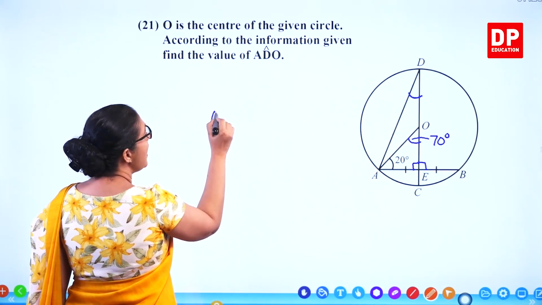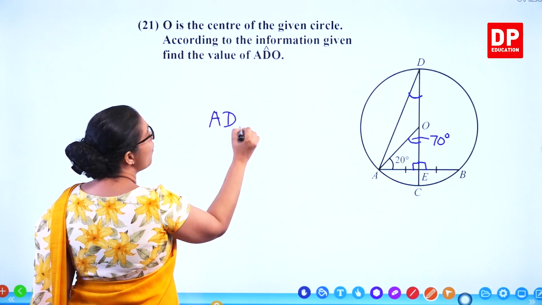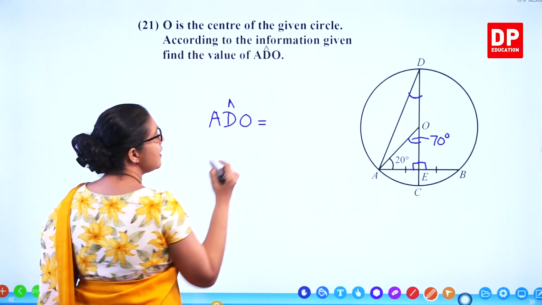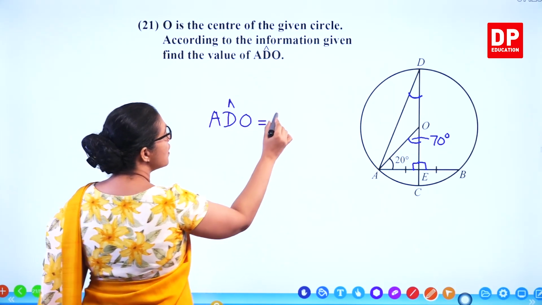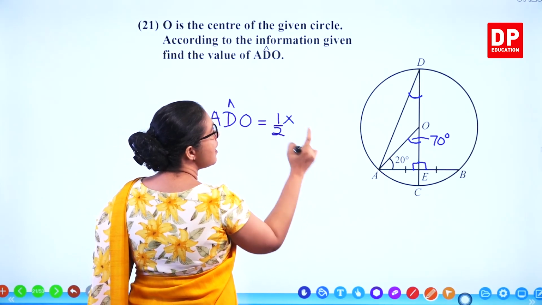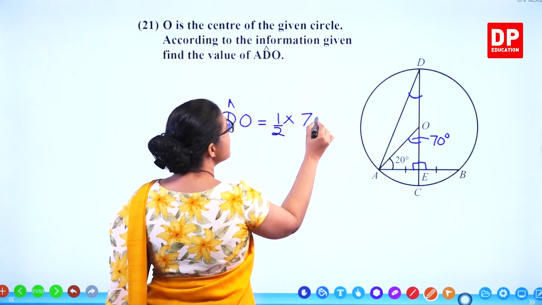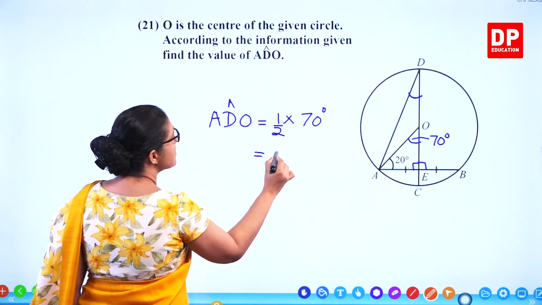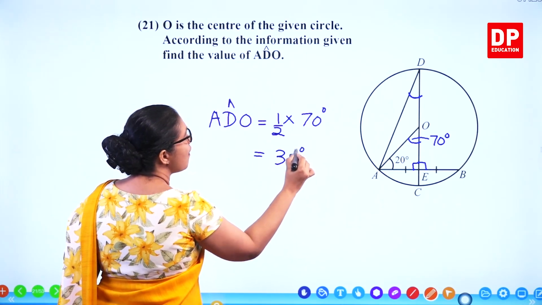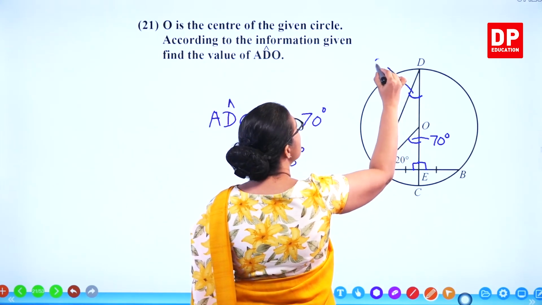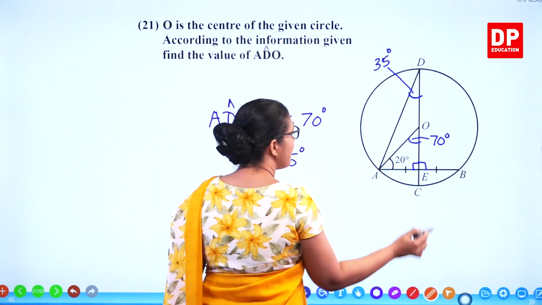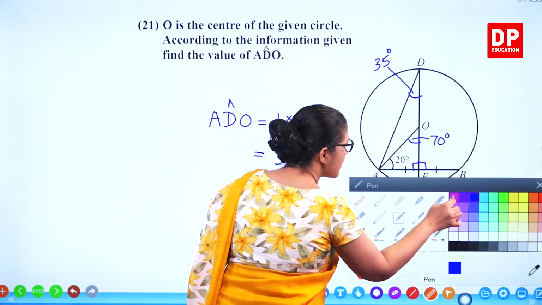So ADO, the required angle, is half of AOC angle. That's half of 70 degrees. So that's 35. So this becomes 35 degrees. So 2 marks.